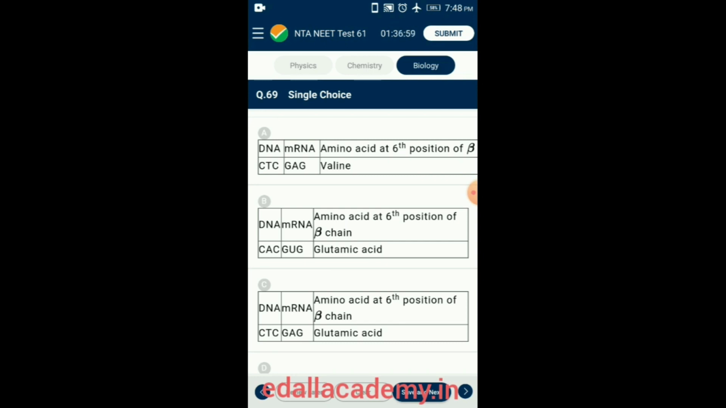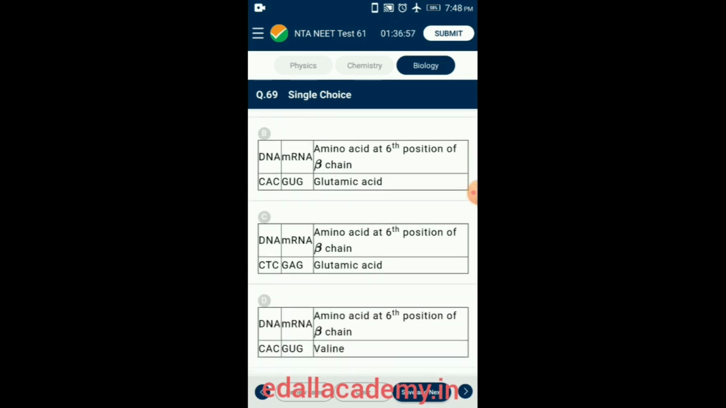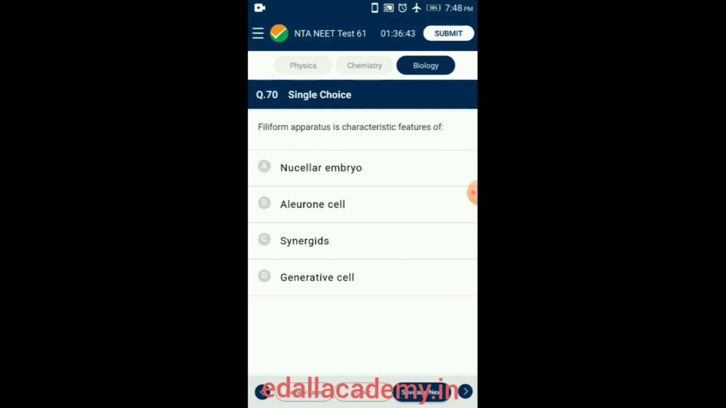So the answer for this question is option D. Question number 70. Filiform apparatus is a characteristic feature of. Filiform apparatus is a finger-like projection in each synergid. So the answer is option C, synergid.